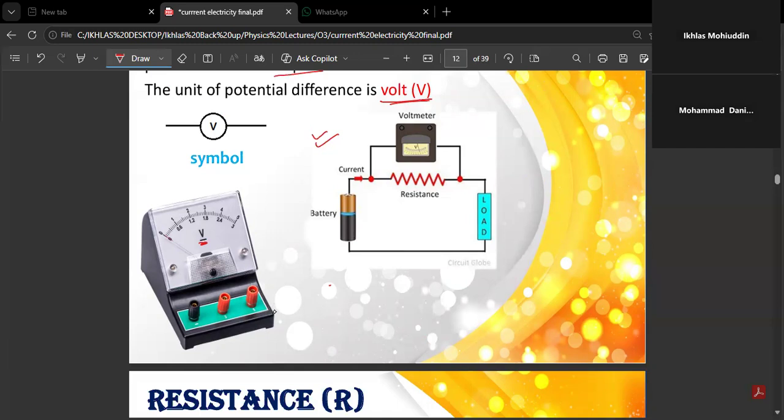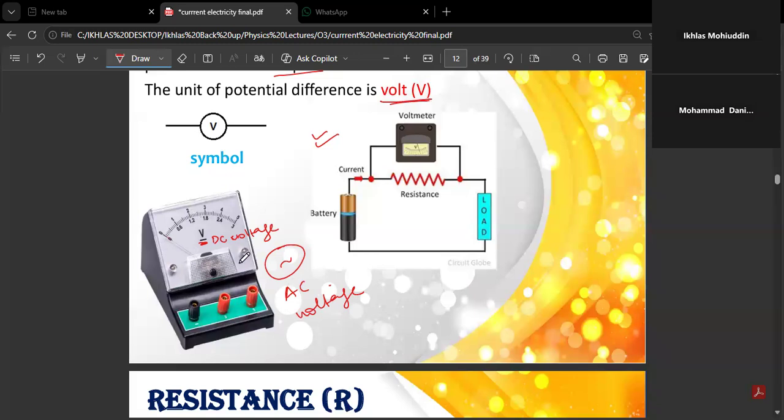I'm not sure. DC voltage, right? There are two types of voltages, DC voltage and AC voltage. The single line represents DC voltage, and this type of symbol is called AC voltage, right?